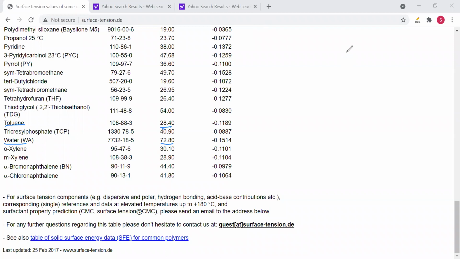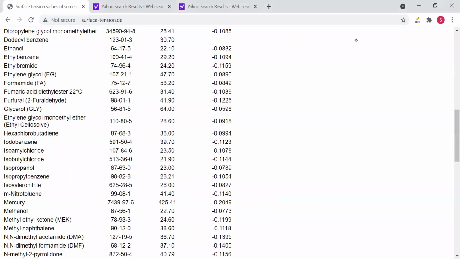Okay, so these are some common values of surface tension as a material property. Mercury, here it is. Extremely high value of surface tension, you can see. One of only 2 or 3 known liquid metals, mercury has a high value of surface tension.